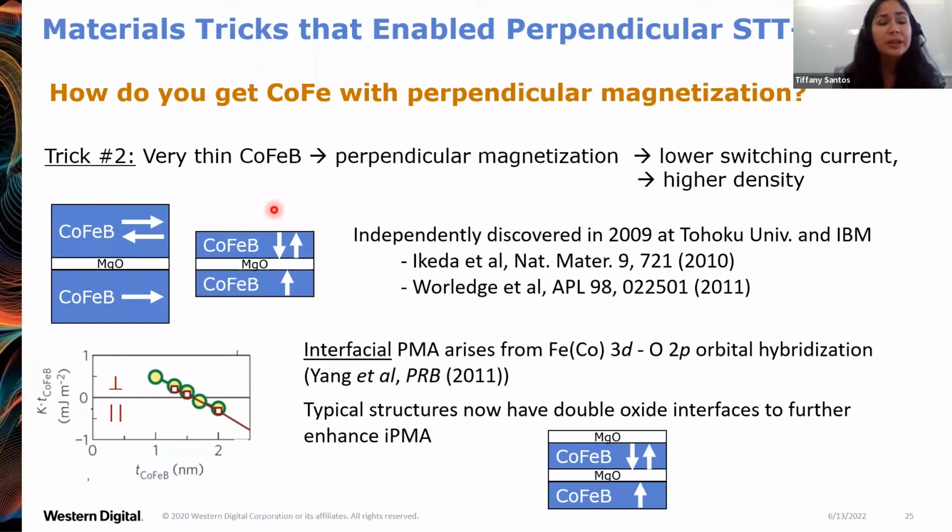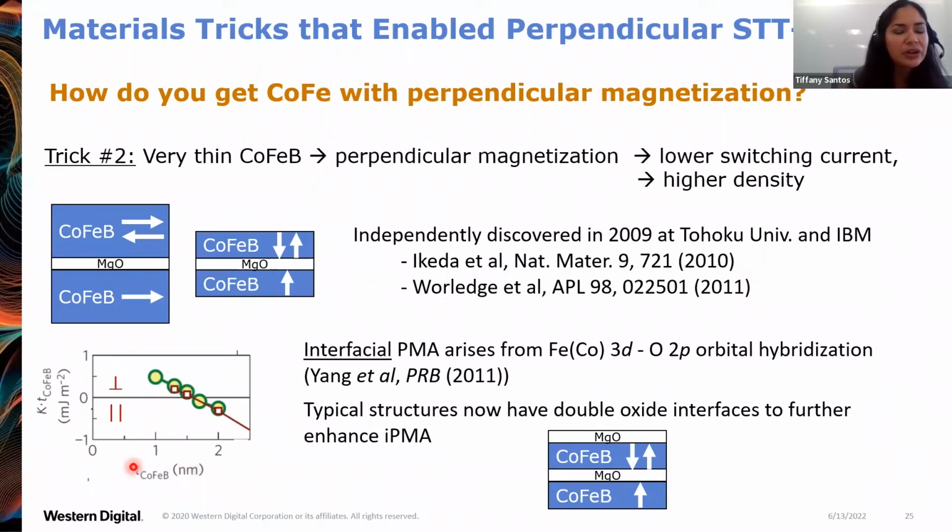So the way that we get perpendicular magnetization is just to make the cobalt iron boron layers very, very thin. You can see here, once you make it thin, the interfaces start to dominate and overcome the bulk. And then you get a perpendicular magnetic anisotropy generated at the interfaces, which is understood to be due to orbital hybridization between the iron and the oxygen. So this was shown in a theoretical study. And the trick of using thin cobalt iron boron itself was independently discovered by a couple groups and published in 2010, 2011.